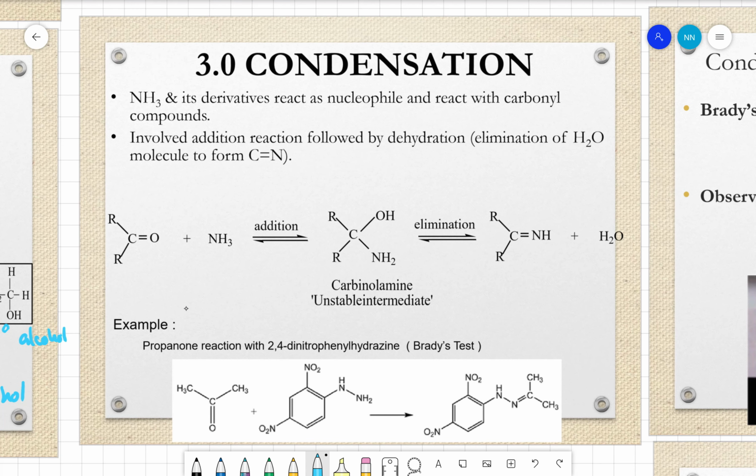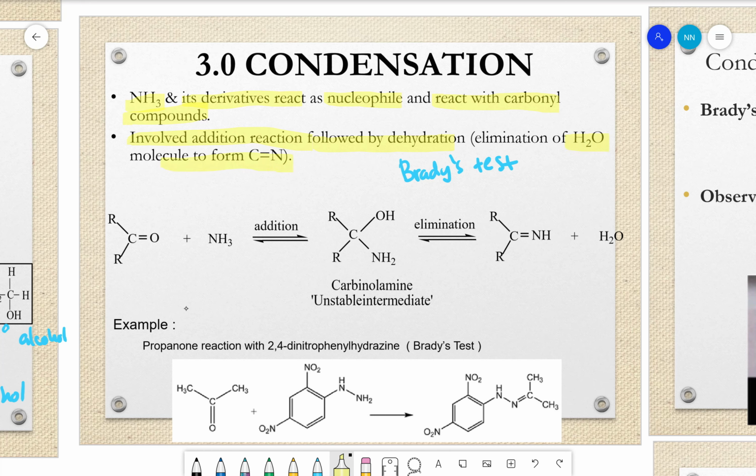The next one is condensation. This is when we talk about the Brady's test, whereby NH3 and its derivatives react as a nucleophile with carbonyl compounds. It involves an addition reaction followed by dehydration, which is the elimination of H2O to form the C=N bond.